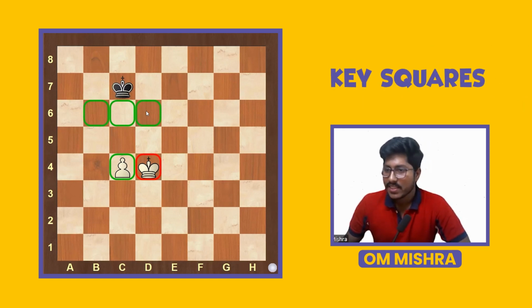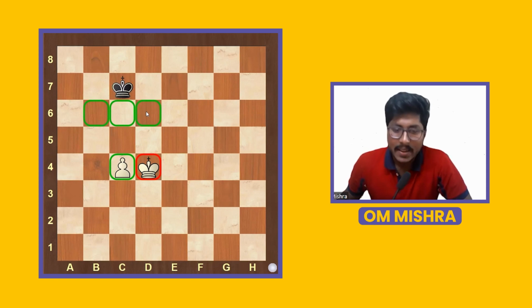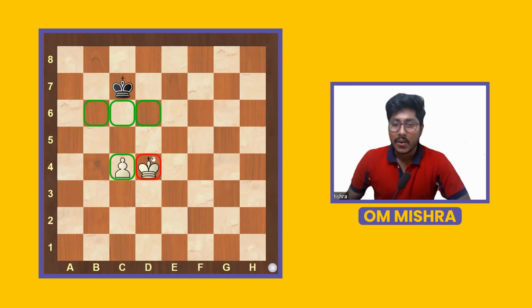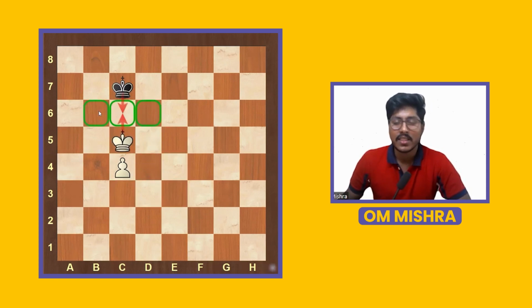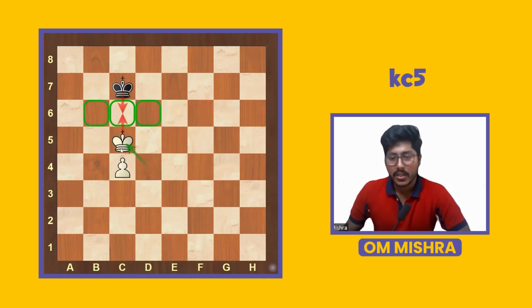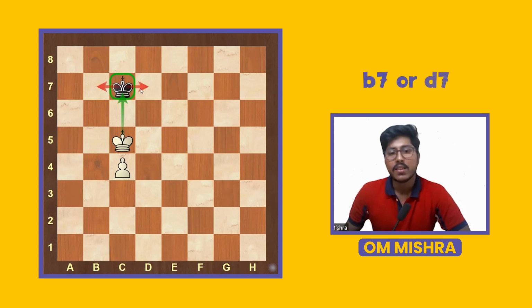So can we catch it? Yes or no? Please write down in the comments. Can we catch that? Yes, we can catch that by opposition. How? By taking the direct opposition, we can catch those three squares right here. Please see. When I move the king to this c5 square, now it is taking the opposition to the opponent king, right? So when this king is taking the opposition, this black king has only two choices, to go here and here. That is b7 and d7.